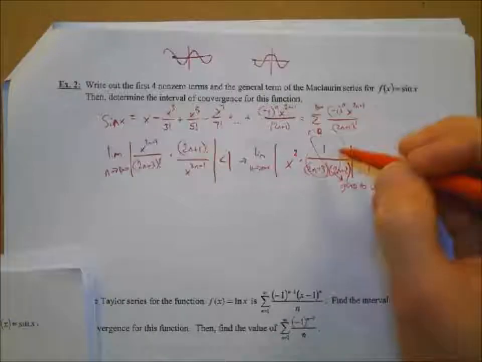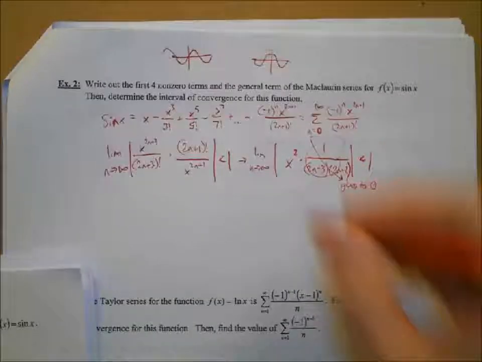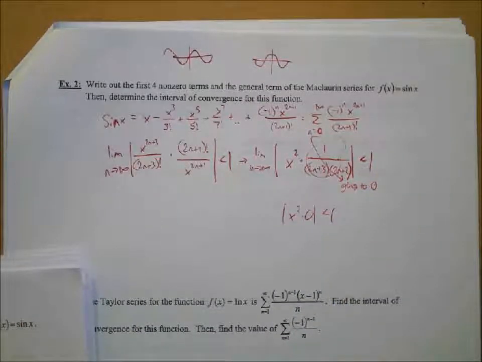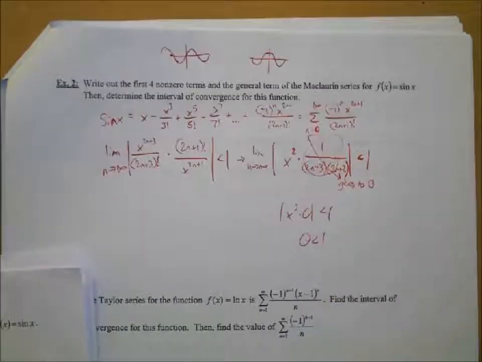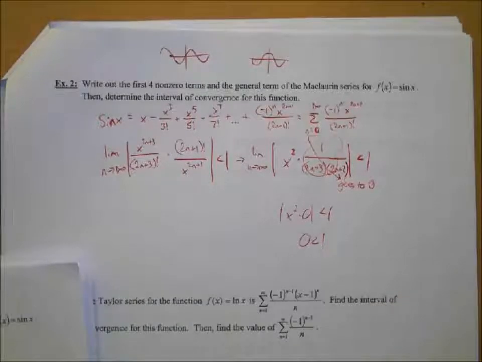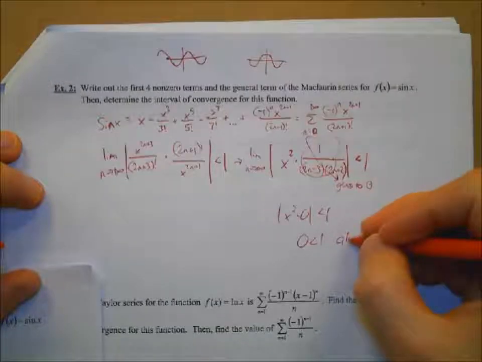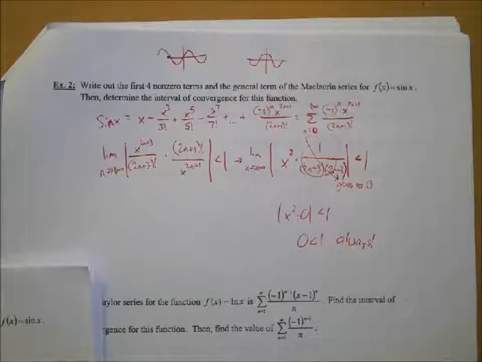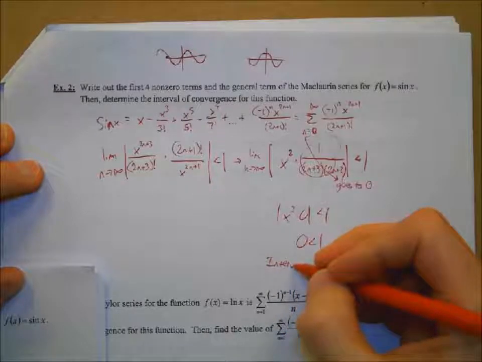And so we're going to have x squared times 0. And what's x squared times 0? 0. And when is 0 less than 1? Always. So what's our interval of convergence here? Negative infinity to infinity.